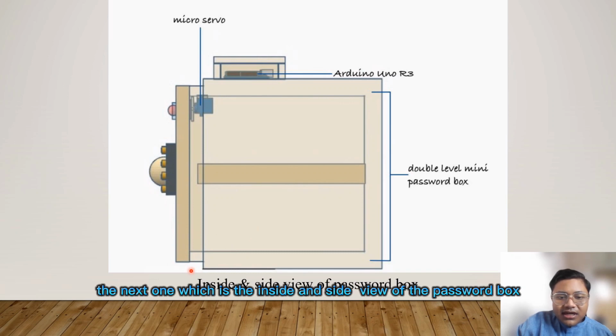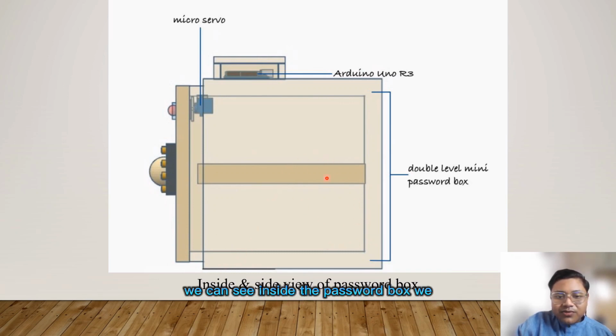The next one, which is the inside and side view of the password box, we can see inside the password box it is divided into two parts, which is the bottom and the top. The user can use the space wisely. So we can see here we have a micro servo at this part as a door lock. So when the password is correct, the micro servo will rotate and the door can open.